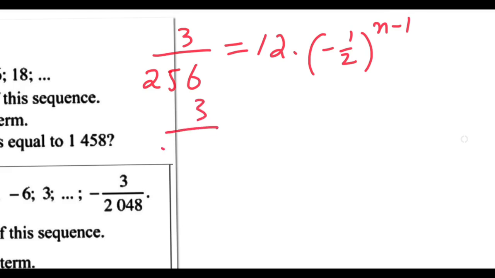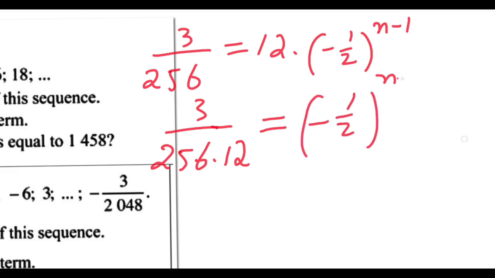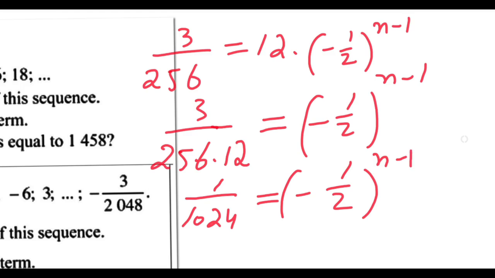So 256, this 12 is multiplication form. When I switch over to the left hand side, become division, is equal to negative 1 over 2 power n minus 1. I use my calculator, so my answer will be 1 over 1024 is equal to negative 1 over 2 power n minus 1. Now from here I'm going to show you the question two ways to solve.